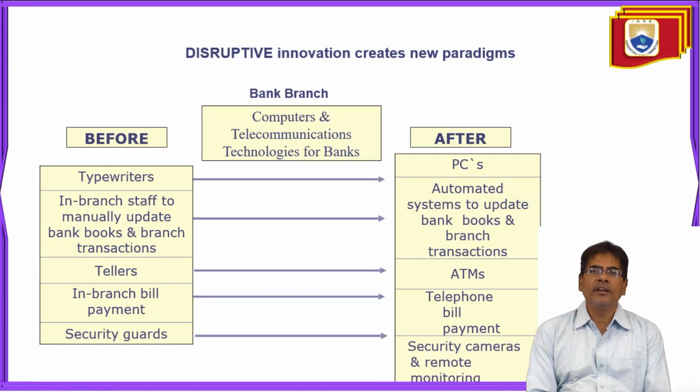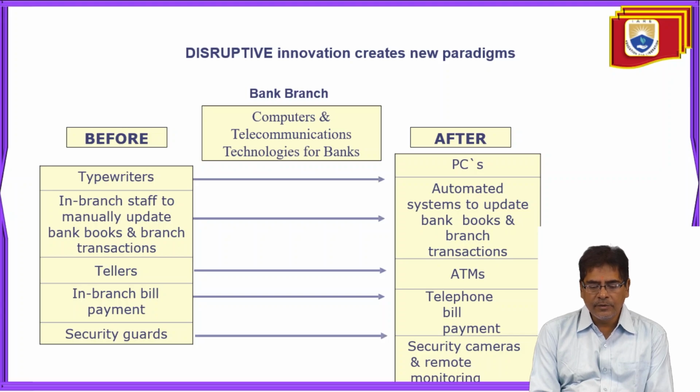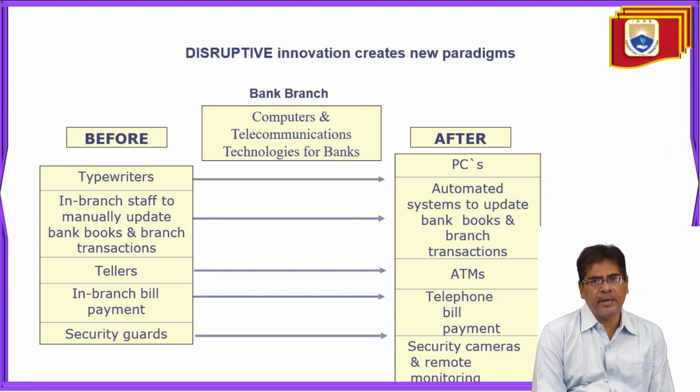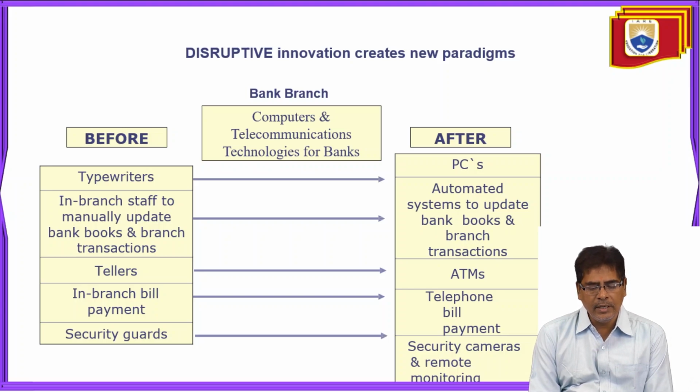Disruptive innovation creates new paradigms. So we have the bank branch, with computers, telecommunications, and technologies for banks. Earlier we had typewriters, branch staff to manually update bank books and transactions, tellers, in-branch bill payments, and security guards. Now these typewriters have been replaced by PCs, and branch staff manually updating bank books are replaced by automated systems that update bank books and transactions.